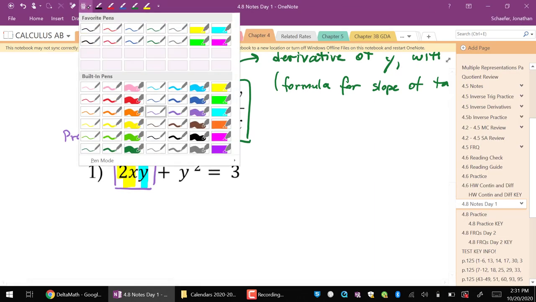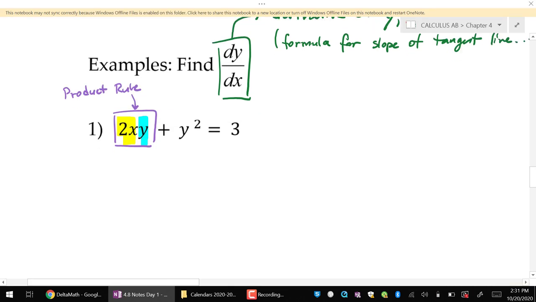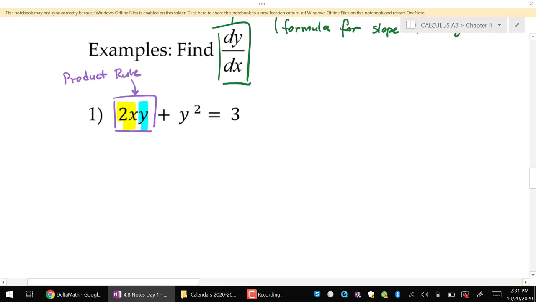So first component is 2x. Second component is y. Product rule says find the derivative of the first, which is 2, times the second, which is just y, plus the first, times the derivative of the second. Now, the derivative of y is going to be just 1, but because it's y, I need the chain rule piece in there, so it's going to be 1 times dy dx. So that all came from the product rule.